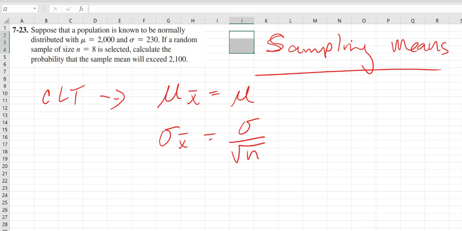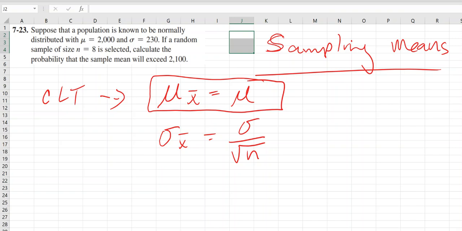So what this does is it gives you a modification of sigma, really, because the mean basically stays the same when you take the sample. So it's the mean of the means is the same as the mean of the population, and the standard deviation of the means is the same as the standard deviation of the population divided by the square root of n.